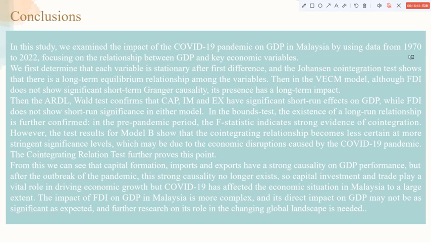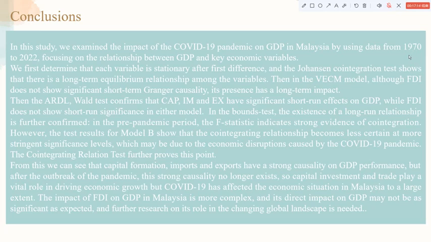Then in the VECM model, although FDI does not show significant short-term Granger causality, its presence has a long-term impact. Then the ARDL test confirms that capital, imports, and exports have significant short-run effects on GDP, while FDI does not show short-run significance in either model. In the bounds test, the existence of a long-run relationship is further confirmed. In the pre-pandemic period, the F statistic indicates strong evidence of co-integration.